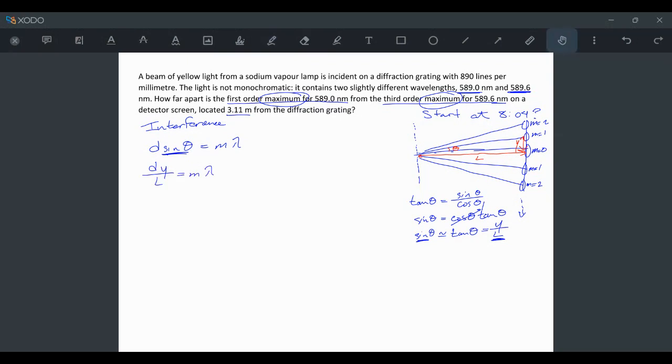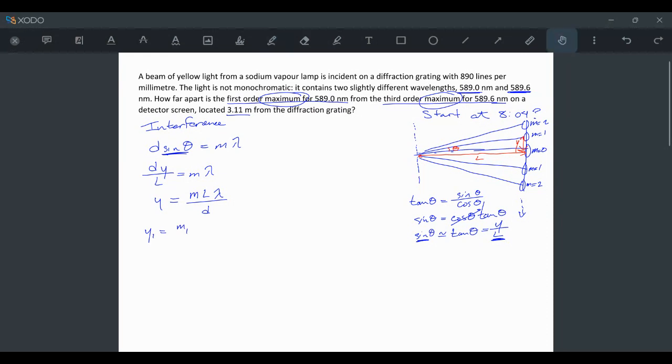What we want to solve for is the difference between two positions on the detector screen. The positions are going to be in terms of y, so I'll just solve for y. So we have y being equal to m lambda L over d, and I'm going to consider this to be our master equation. But you can imagine that we'd have two, right? We're looking for the first order maximum for the 589. Let's call that the first wavelength, so it's the first one we're given. The position of that maximum, we'll call y1.